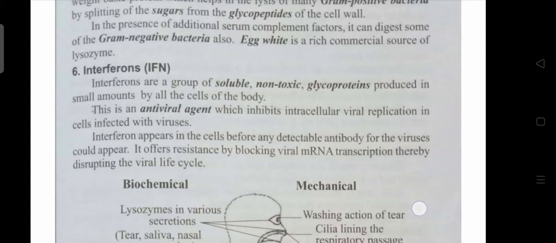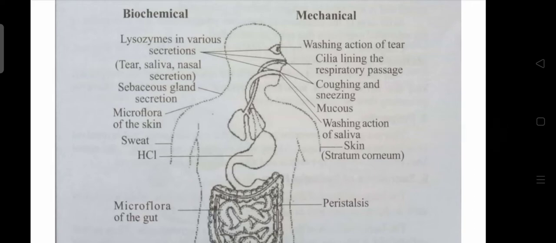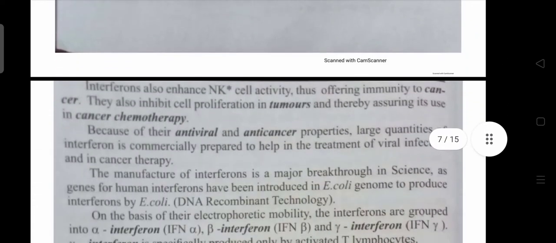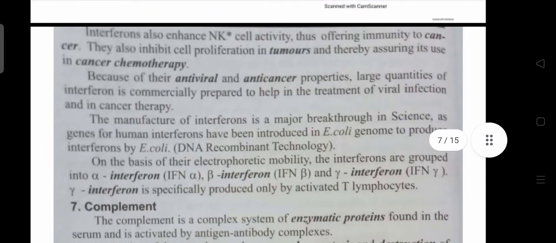So this is about interferons. This is biochemical and mechanical, which we have learned now. Then interferons also enhance NK cell. What is NK cell? Natural killer cell activity, thus offering immunity to cancer. They will inhibit cell proliferation in tumors, thereby assuring its use in cancer chemotherapy. Because they have antiviral and anti-cancer properties.